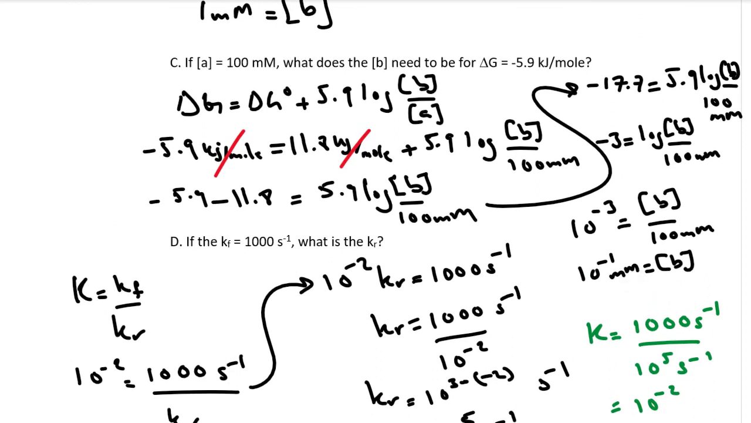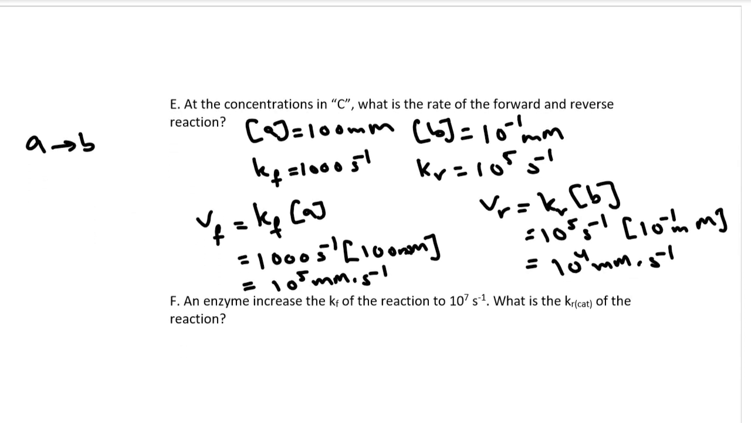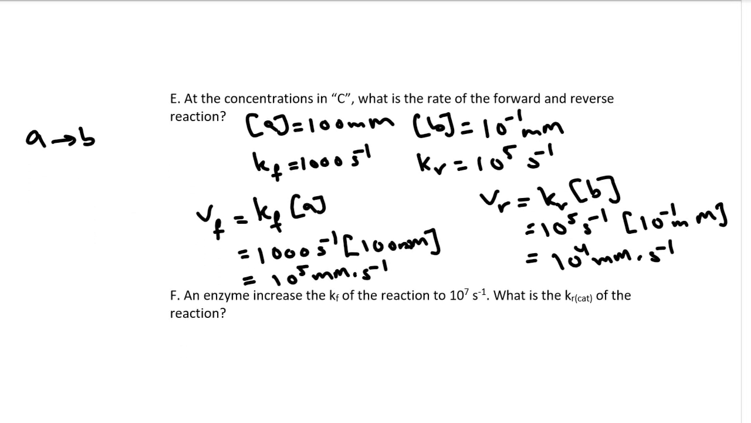Now, kind of how to double check this is that if I go back to C, at a delta G that is negative 5.9 kilojoules per mole, the forward reaction is favored. So let's go take a look. Well, our VF is at 10 to the 5 millimolarities per second, and our VR is at 10 to the 4 millimolarities per second, which means that the forward reaction is moving at a faster rate than the reverse reaction. So everything is holding true, and we're good to go.